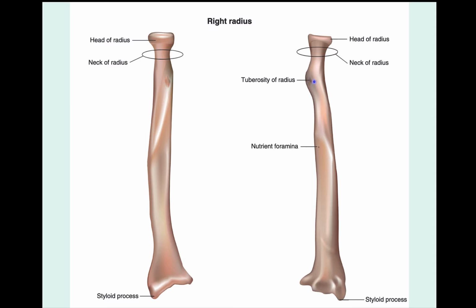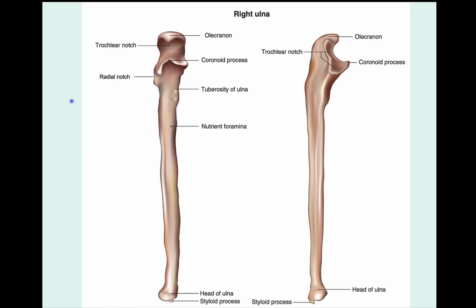We see the tuberosity of the radius, which will have muscles that help with supination and pronation. You'll also want to note that the head of this radius, as I mentioned earlier, is rounded. And that rounded shape is going to also allow pronation and supination here at the radial notch of our ulna.